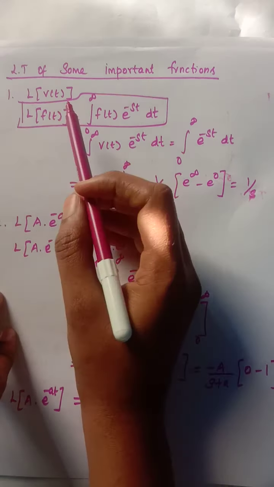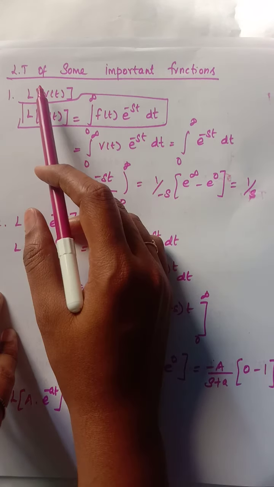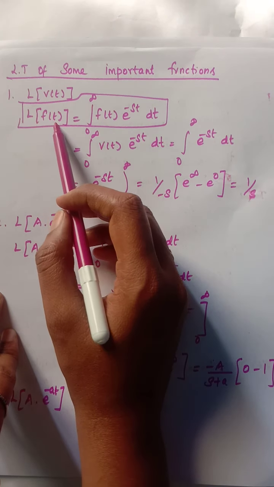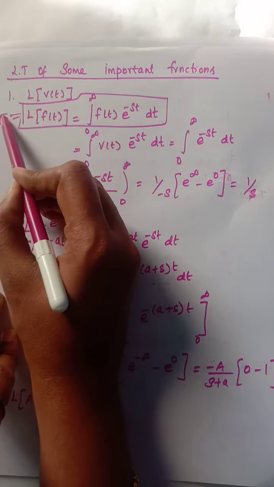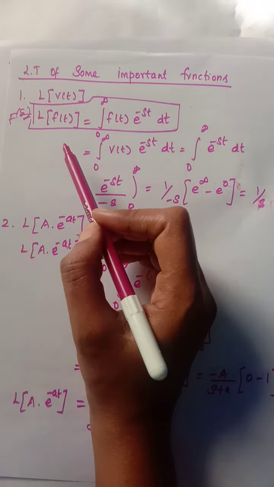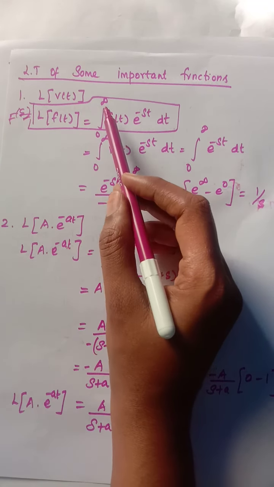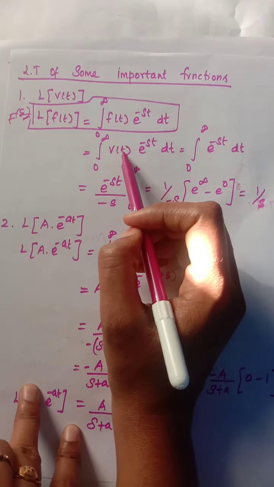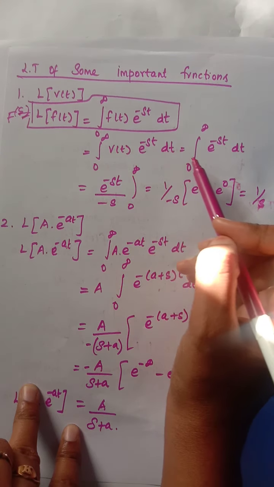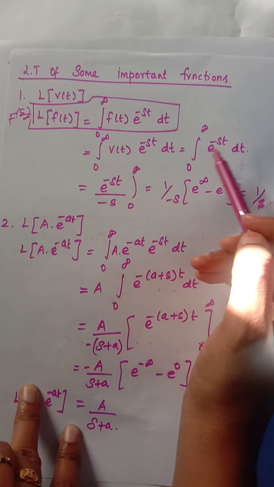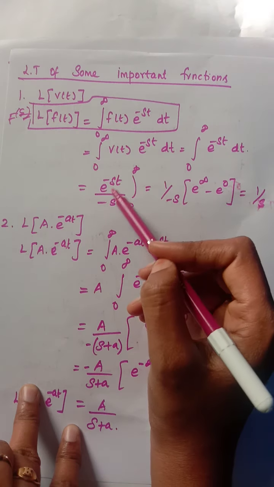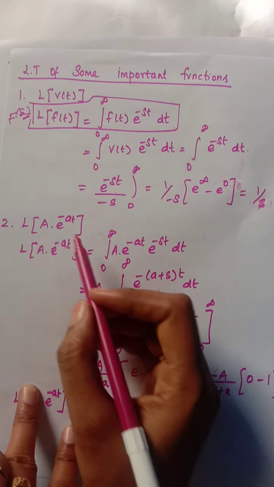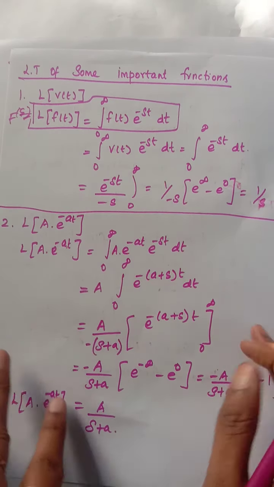I will explain some of the important functions and how we can perform the Laplace transform for them. First, the Laplace transform of u of t. F of s is equal to the Laplace transform of f of t, the integral 0 to infinity f of t e power minus st dt. Instead of f of t I have u of t e power minus st dt. u of t is 1, so 0 to infinity e power minus st. When you integrate it you get e power minus st by minus s. When you apply the limit, you get 1 by s. This is the Laplace transform of u of t.